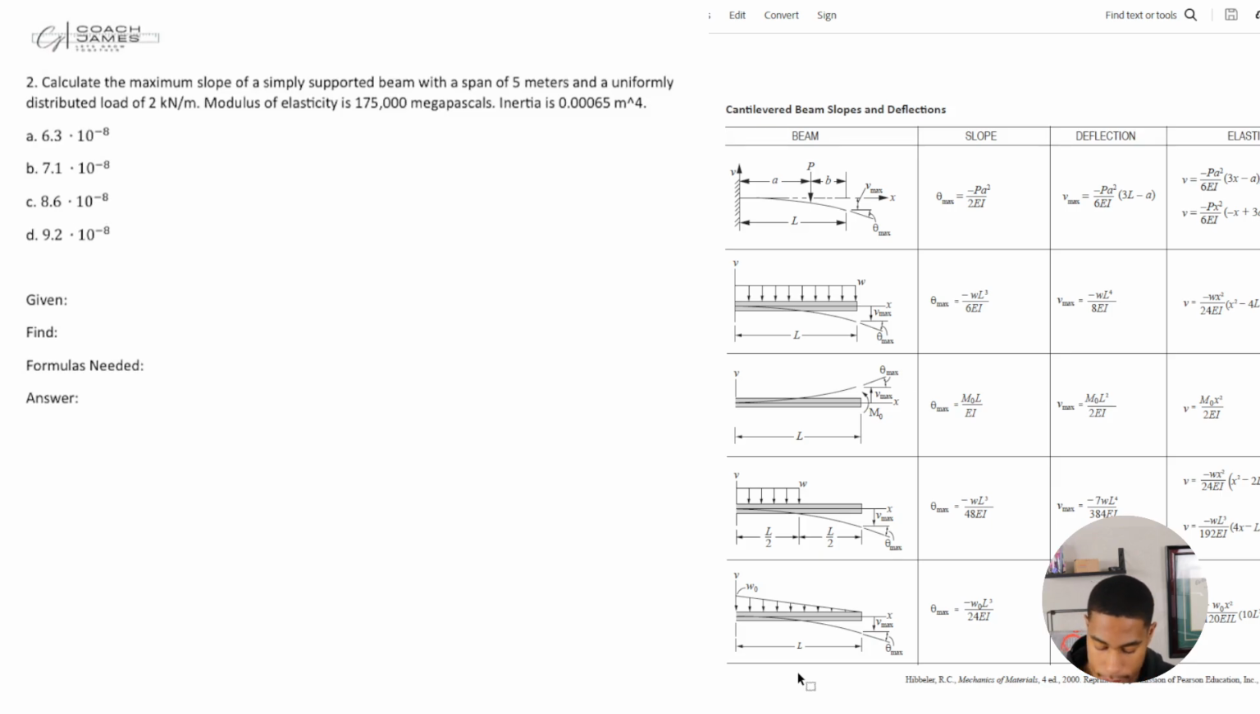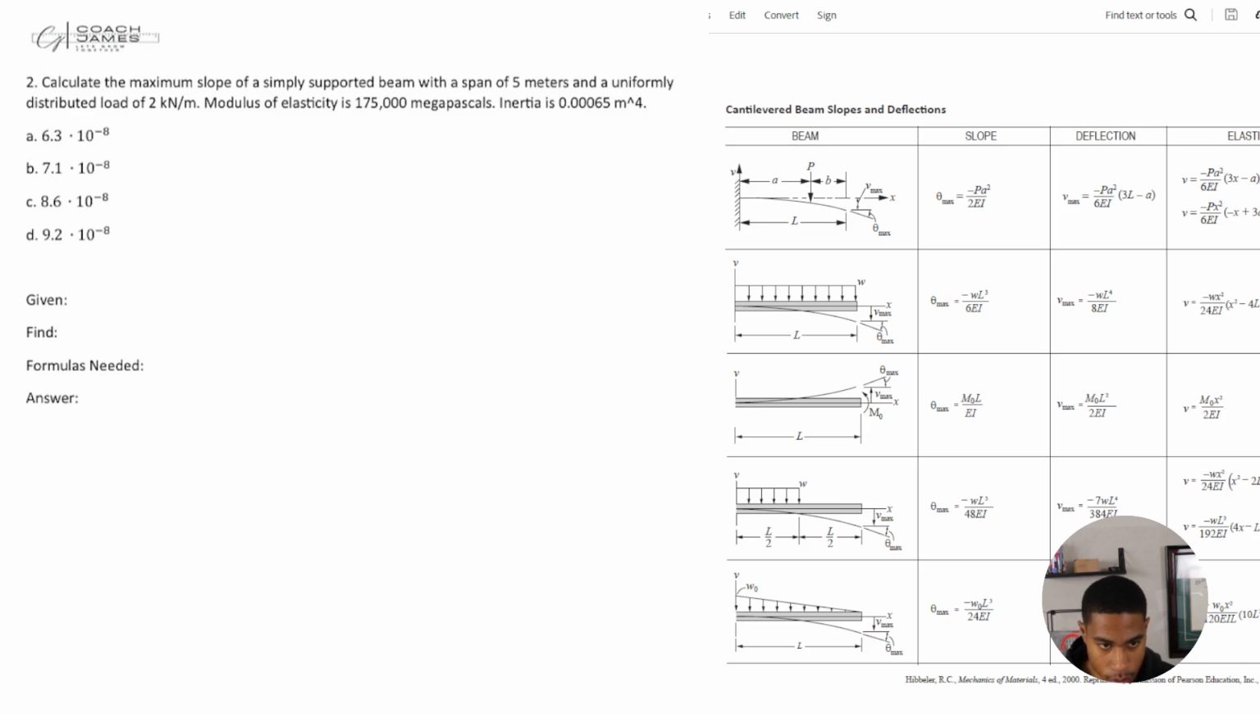Calculate the maximum slope of a simply supported beam with a span of 5 meters and a uniformly distributed load of 2 kilonewtons per meter. Modulus of elasticity is 175 megapascals. Inertia is 0.00065 meters to the fourth. Okay.